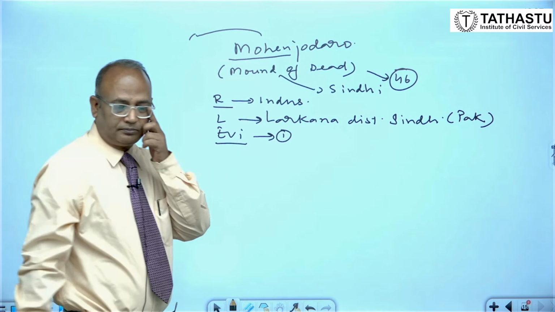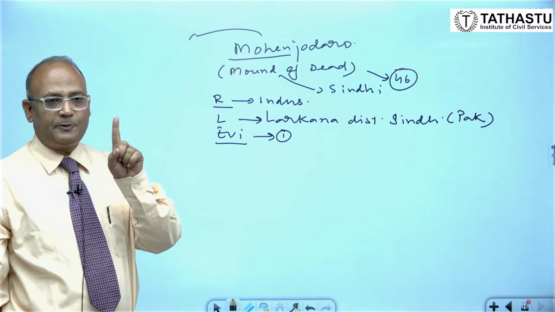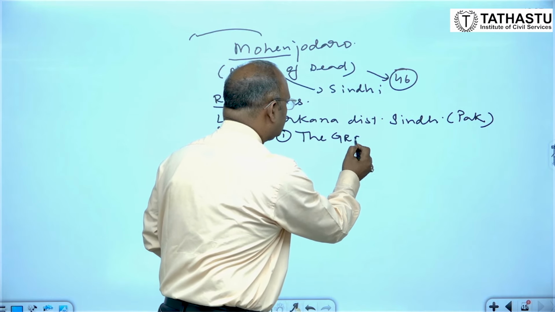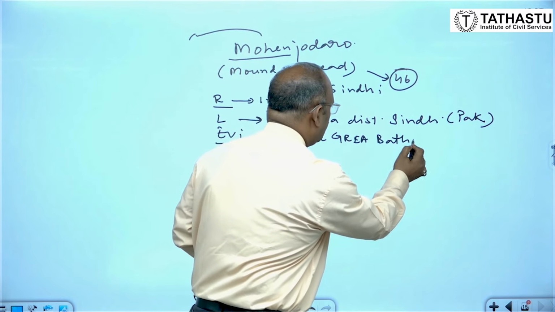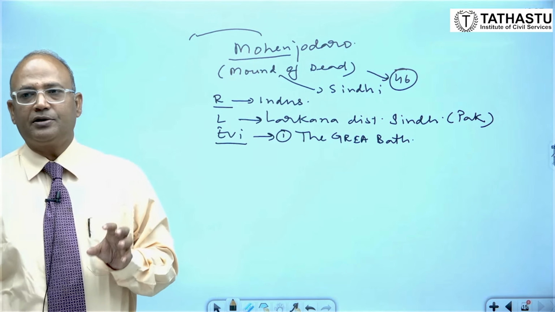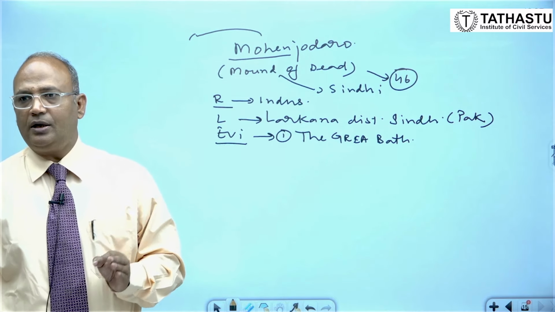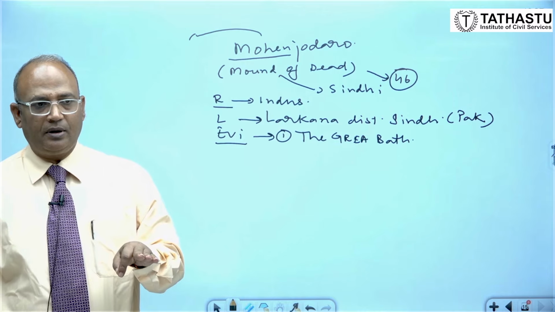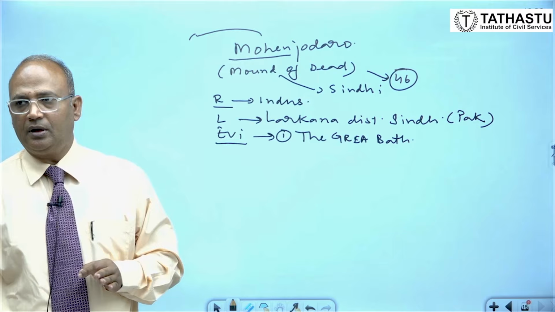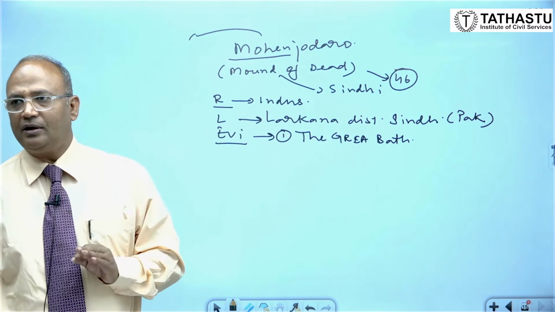Number one. We have got one building here. A very specific, unique building, that is the Great Bath. This name was given by archaeologists to this place. I will discuss this Great Bath. It was beautifully made, great quality, and still today it is existing. But recently a flood came in Pakistan, so Mohenjo-daro was heavily damaged.